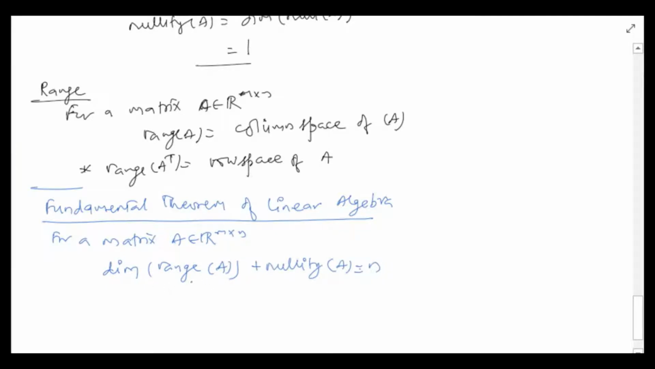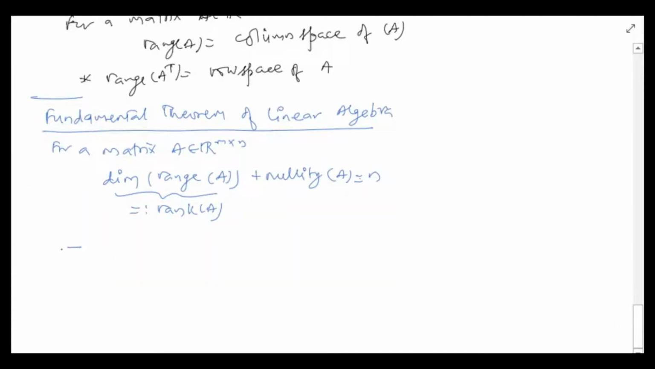The dimension of the range of A is also referred to as the rank of A. So the fundamental theorem of linear algebra says that rank of A plus nullity of A equals n. This result is also referred to as the rank nullity theorem. As we see, it relates the rank and nullity of matrices to their number of columns.